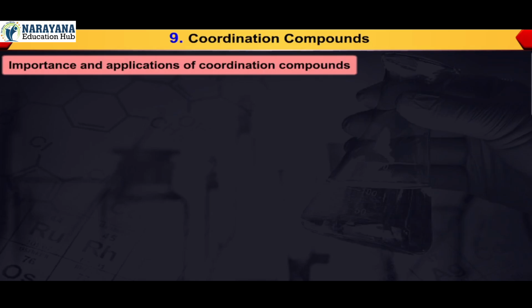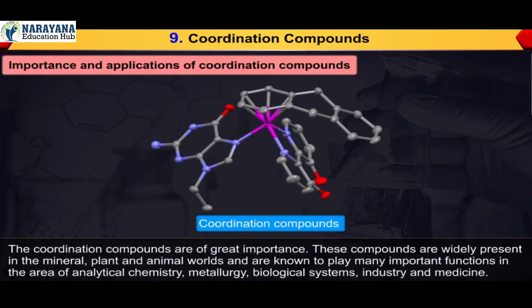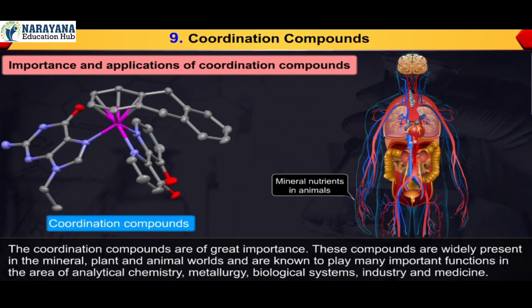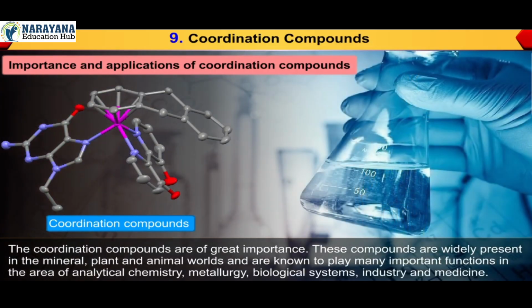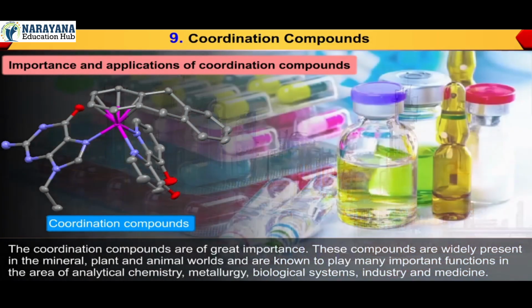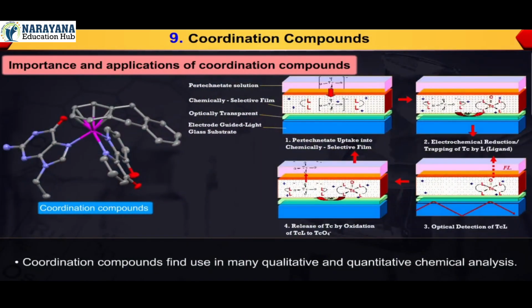Importance and applications of coordination compounds. The coordination compounds are of great importance. These compounds are widely present in the mineral, plant, and animal worlds and are known to play many important functions in the area of analytical chemistry, metallurgy, biological systems, industry, and medicine. These are described below. Coordination compounds find use in many qualitative and quantitative chemical analyses.